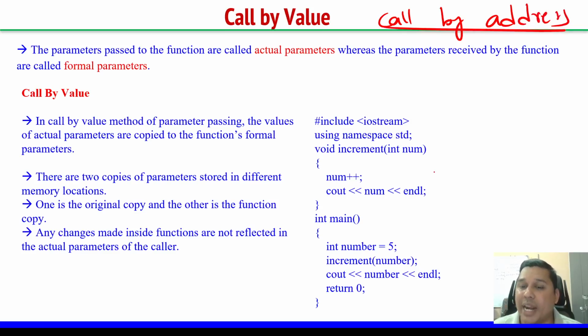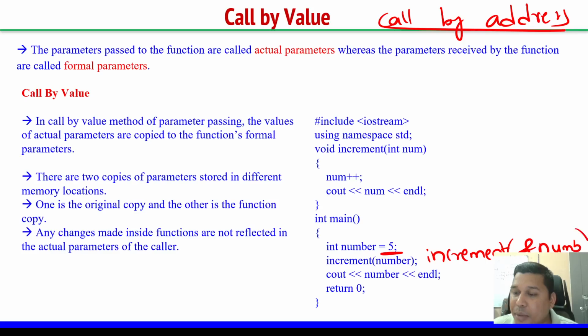What is this call by address? Here, when you are passing 5, you will be writing increment ampersand number. It means the address of number 5 you are sending here.